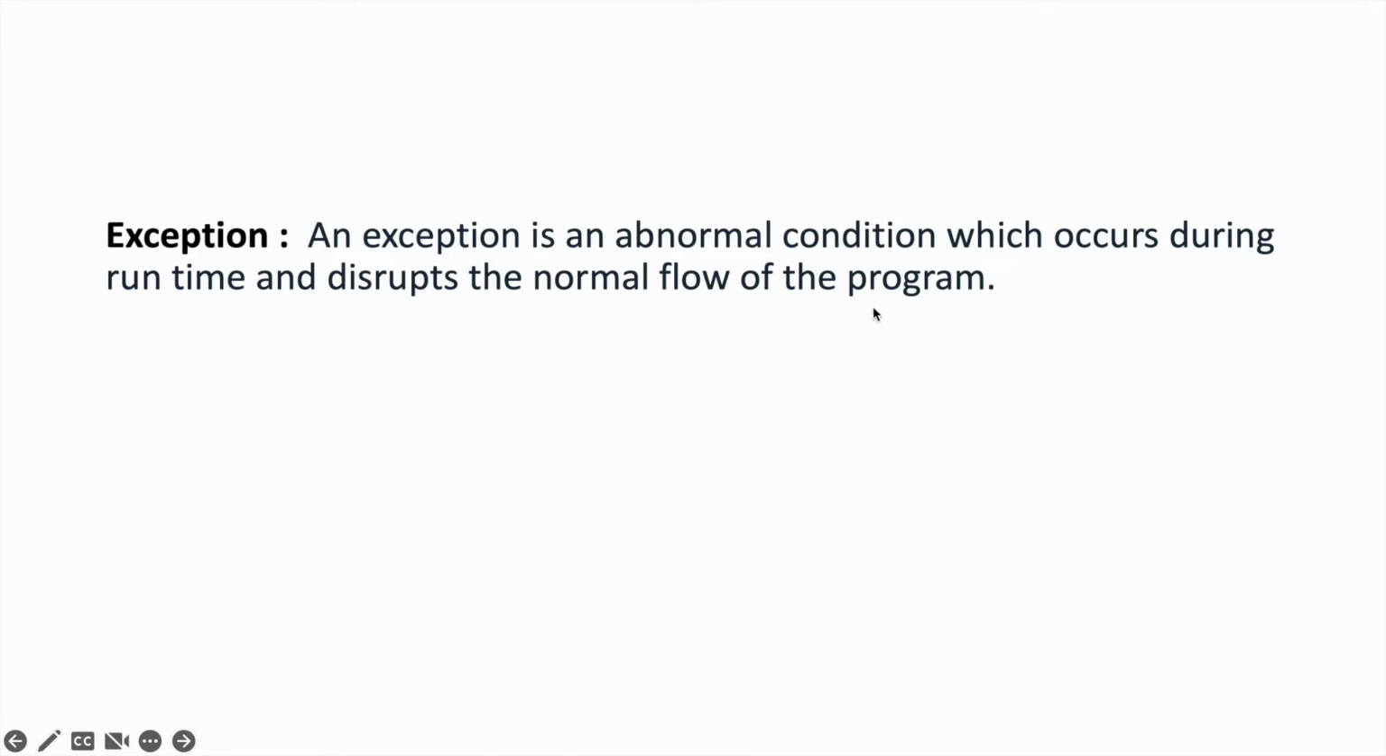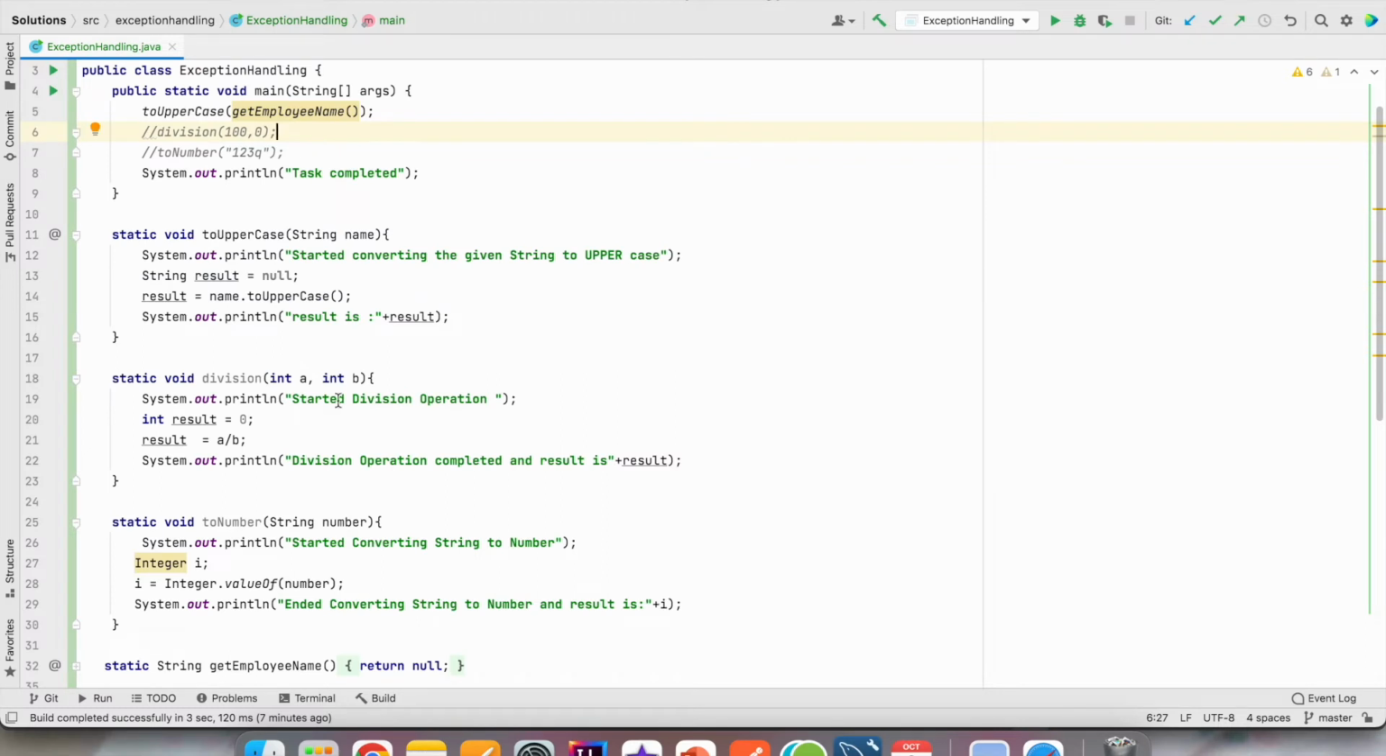For the time being, we have created an example here, an exception handling class. In this class, we have three methods: toUppercase, division, and toNumber. In toUppercase, we are taking a string argument and applying the uppercase function, and whatever result comes, we are displaying that.